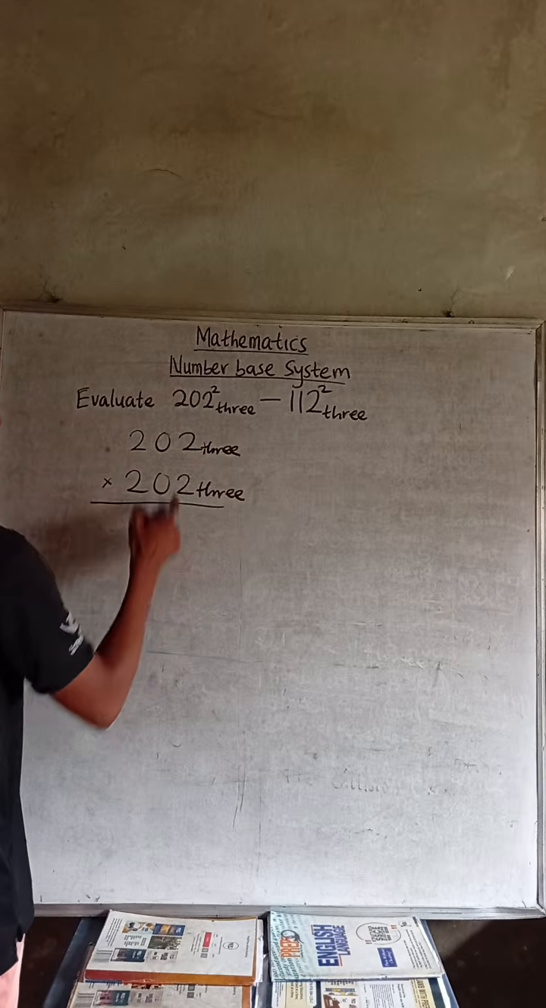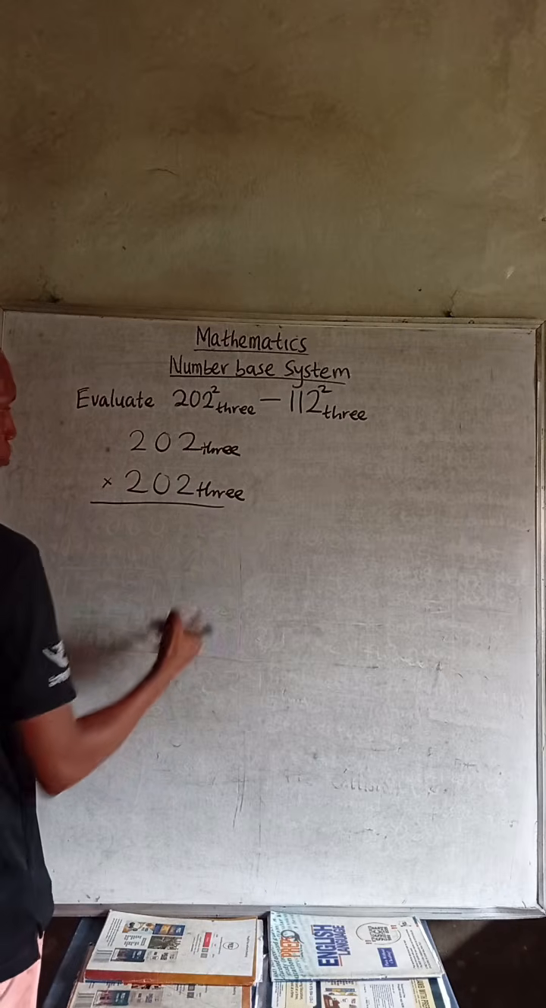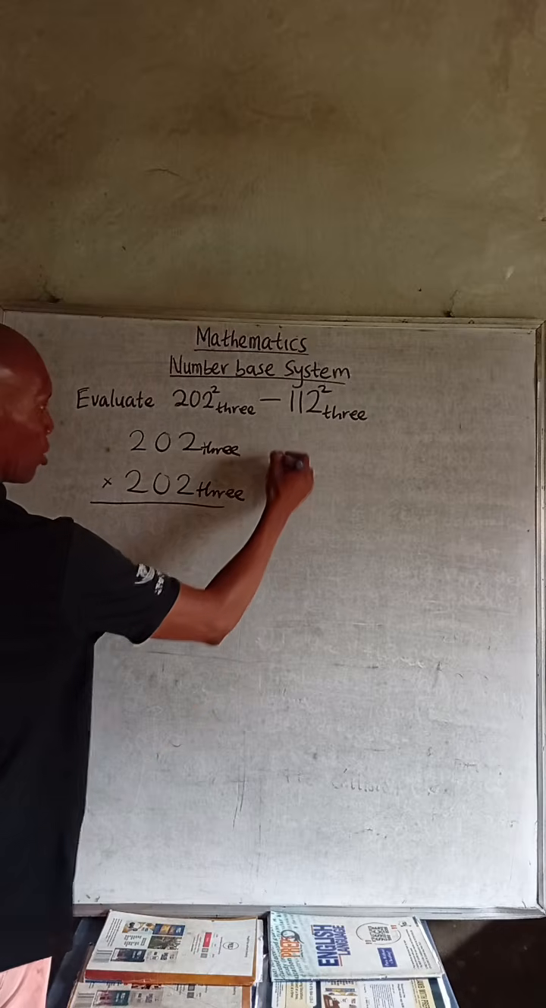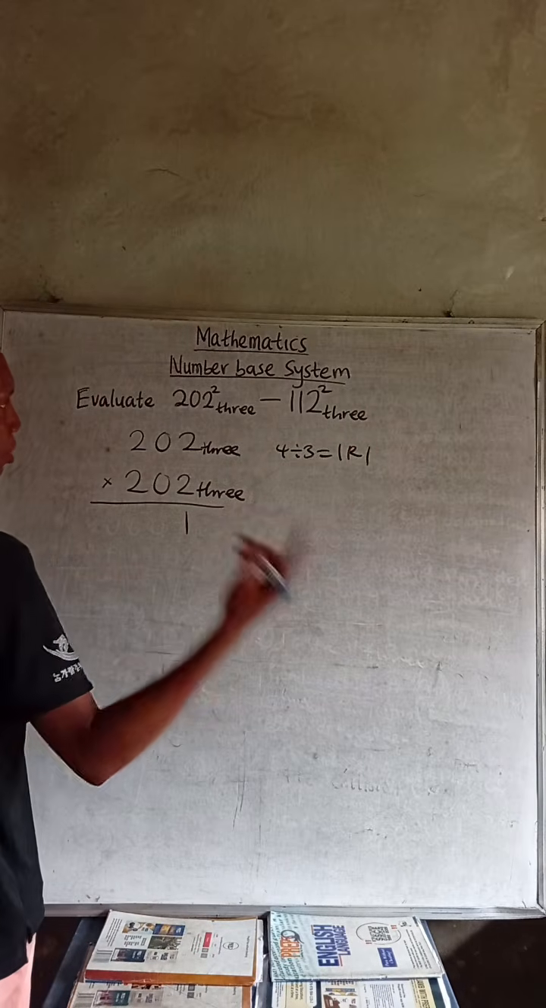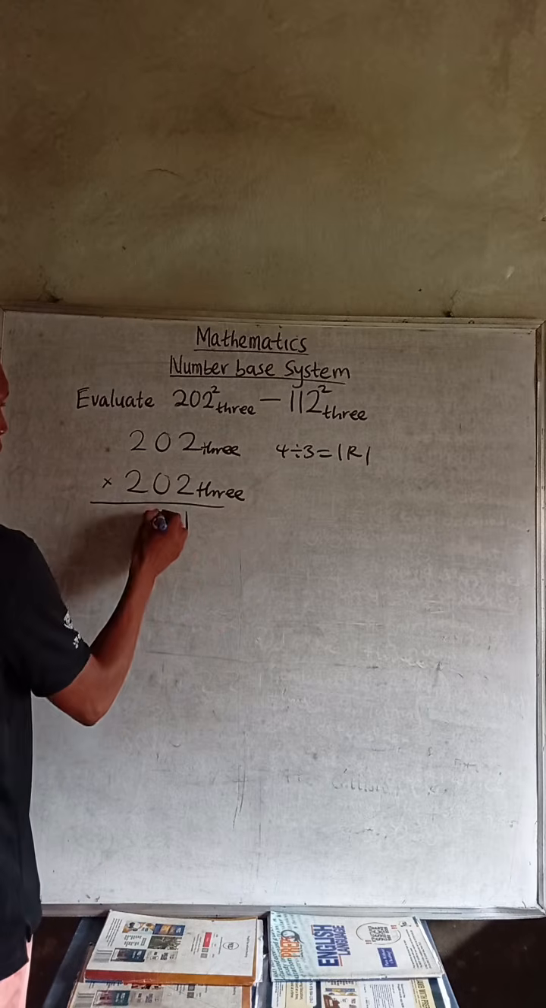So let's multiply. 2 times 2 is 4. We can't write it down because it's base 3. We are only allowed to write something smaller than 3. So 4 divided by 3 gives us 1 remainder 1. So you put down 1 and carry 1. 2 times 0 is 0, plus the 1 we carried, 1.